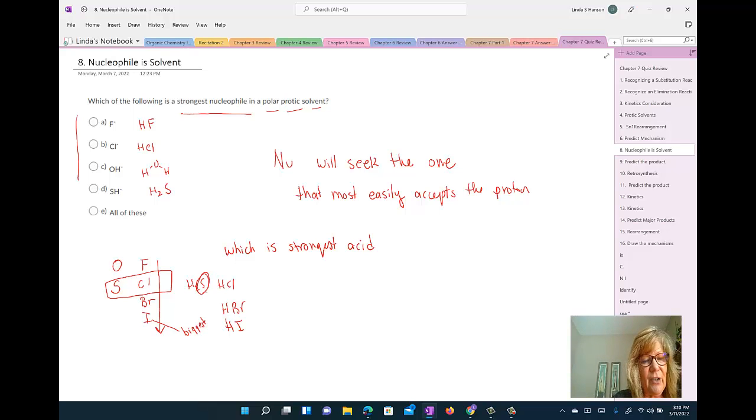Well, the sulfur is actually the bigger atom. Remember, atoms get smaller as you go from left to right. Since the sulfur is the largest in the group that's provided from the choices, this would be the strongest nucleophile in a polar protic solvent, followed by HCl, followed by HOH, and of course the last place would be HF, the smallest of all. All right, so I hope that was helpful.